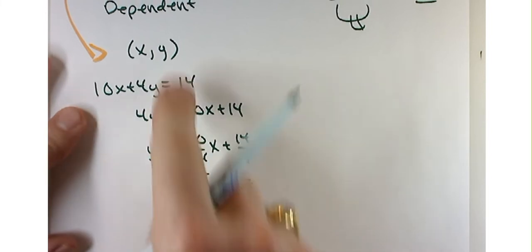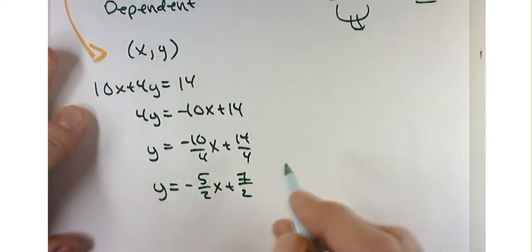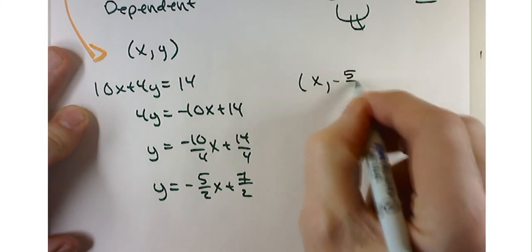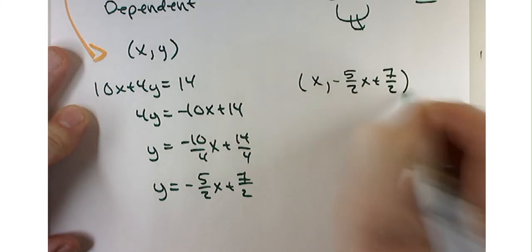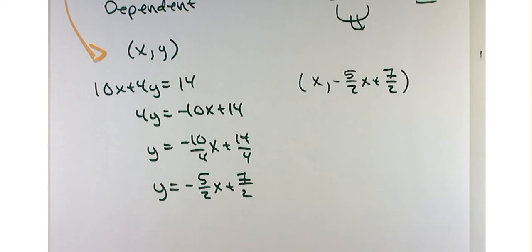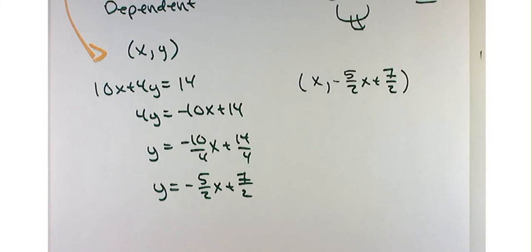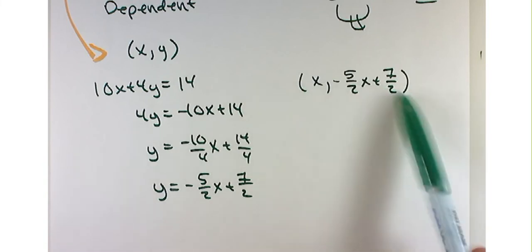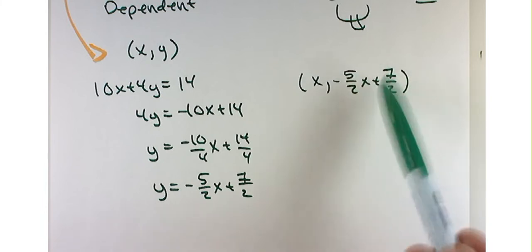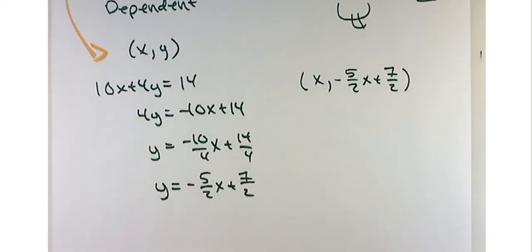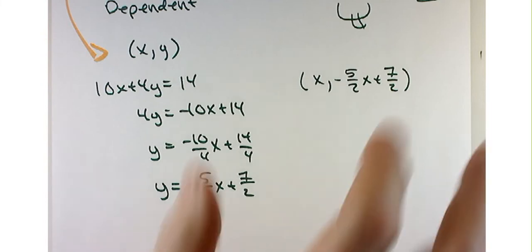So instead of writing it as an x and y like this, what I could write is x and then this expression right here, which is equal to my y, negative 5 halves x plus 7 halves. So that's my solution. This is called a parametric solution. You put in a value for x, and then you use that expression to get your value for y, and these pairs of points trace out your solution. Let me pause here for a second. Are we okay with this example here?